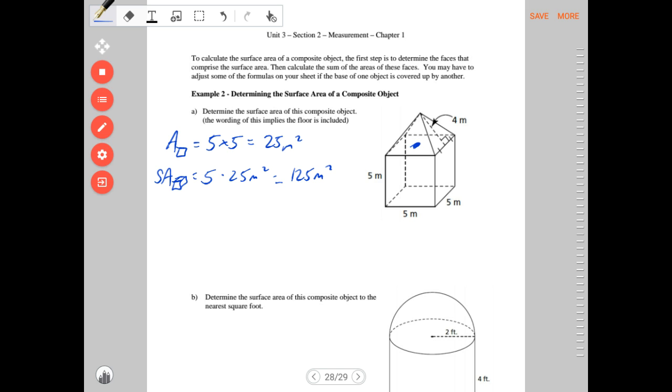Now the triangles. The area of the triangles is 1/2 base times height. And oh, look, they even gave us the slant height.